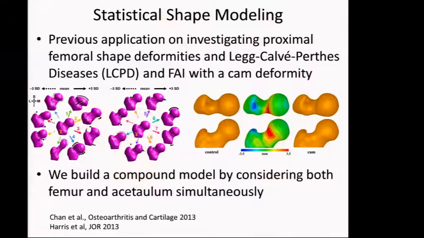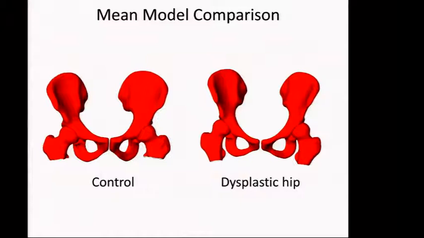So what is the current state of the art? I only found two works which apply statistical shape modeling to the hip joint. Both focus on one single structure, which is the proximal femur. One investigates the proximal femur shape deformity in LPCD, and the second investigates the cam deformity. So in this work, we build a compound model by considering not only one single structure, but both femur and acetabulum simultaneously. So here are the results.